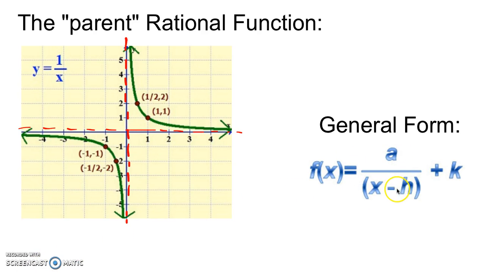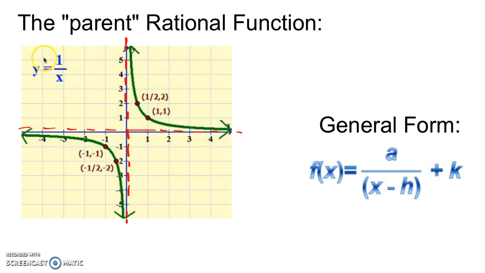This is the general form of the equation of a rational function. And in our warm-up in class, you saw that we changed the values of a, h, and k using Desmos to help us discover what each of those values do to the way the graph looks. So here's sort of a cleaned picture of what the parent rational function looks like.